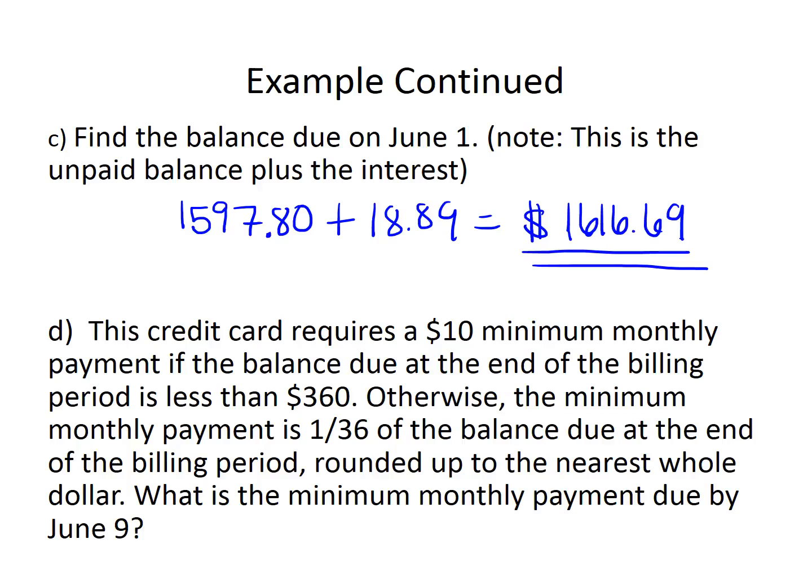This credit card requires a $10 minimum monthly payment if the balance due at the end of the period is less than $360. Otherwise, the minimum payment is 1/36 of the balance due, rounded up to the nearest whole dollar. What is the minimum payment due by June 9th? You only have to pay a $10 minimum payment if what's owed is less than $360. Since this is more than $360, you have to use the 1/36 of the balance due.